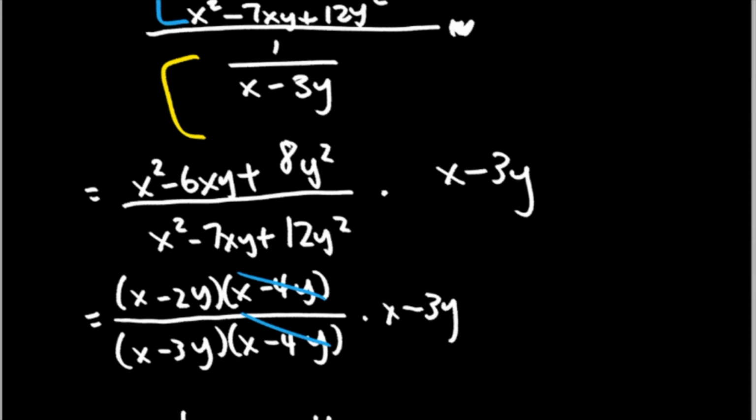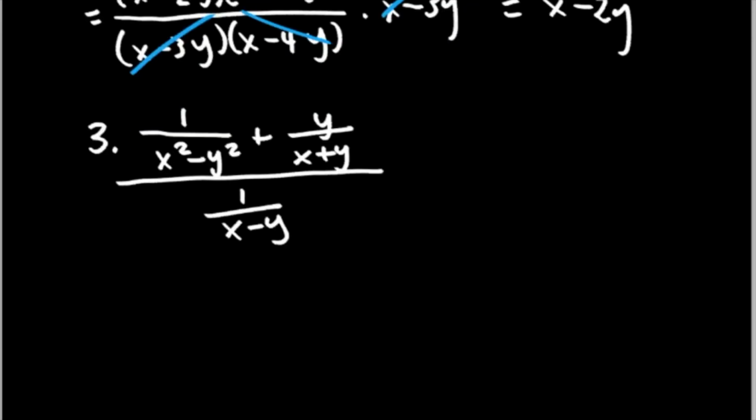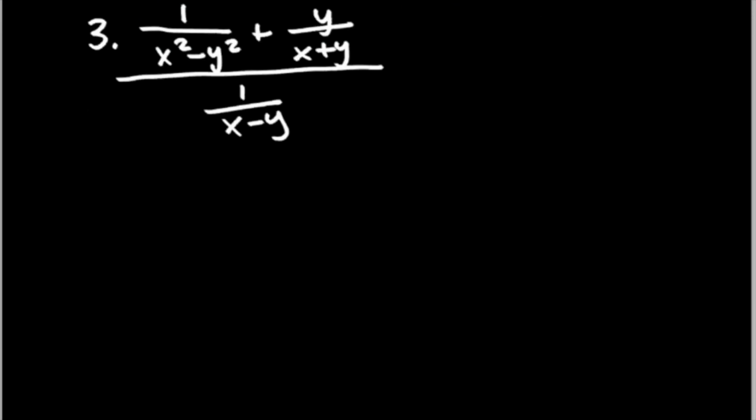That divides out. That also divides out. And then all we're actually left with is x minus 2y. So we went from this crazy thing up here to that, just by applying basic algebra rules. Alright, and I believe this is the last one. So let's think about how to do this.